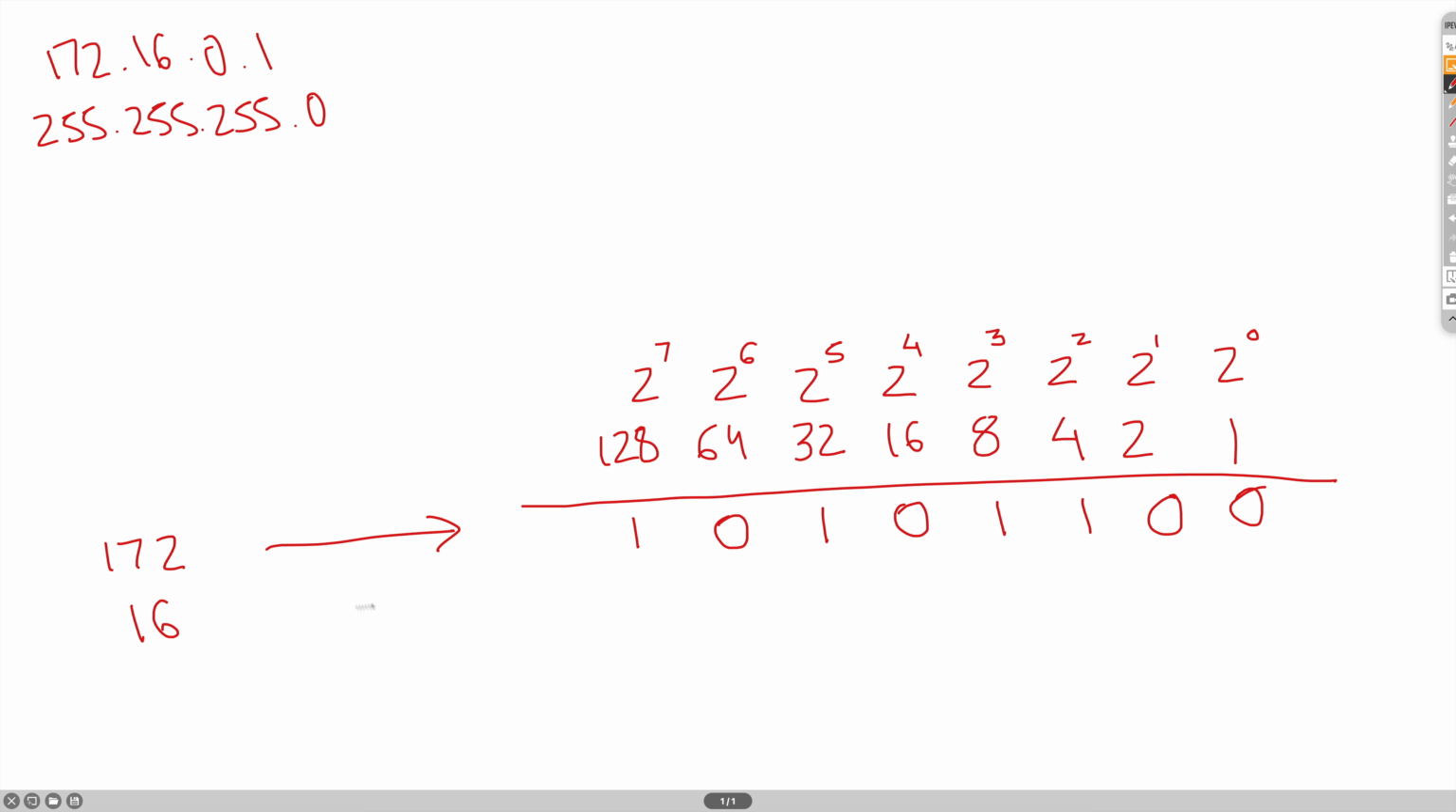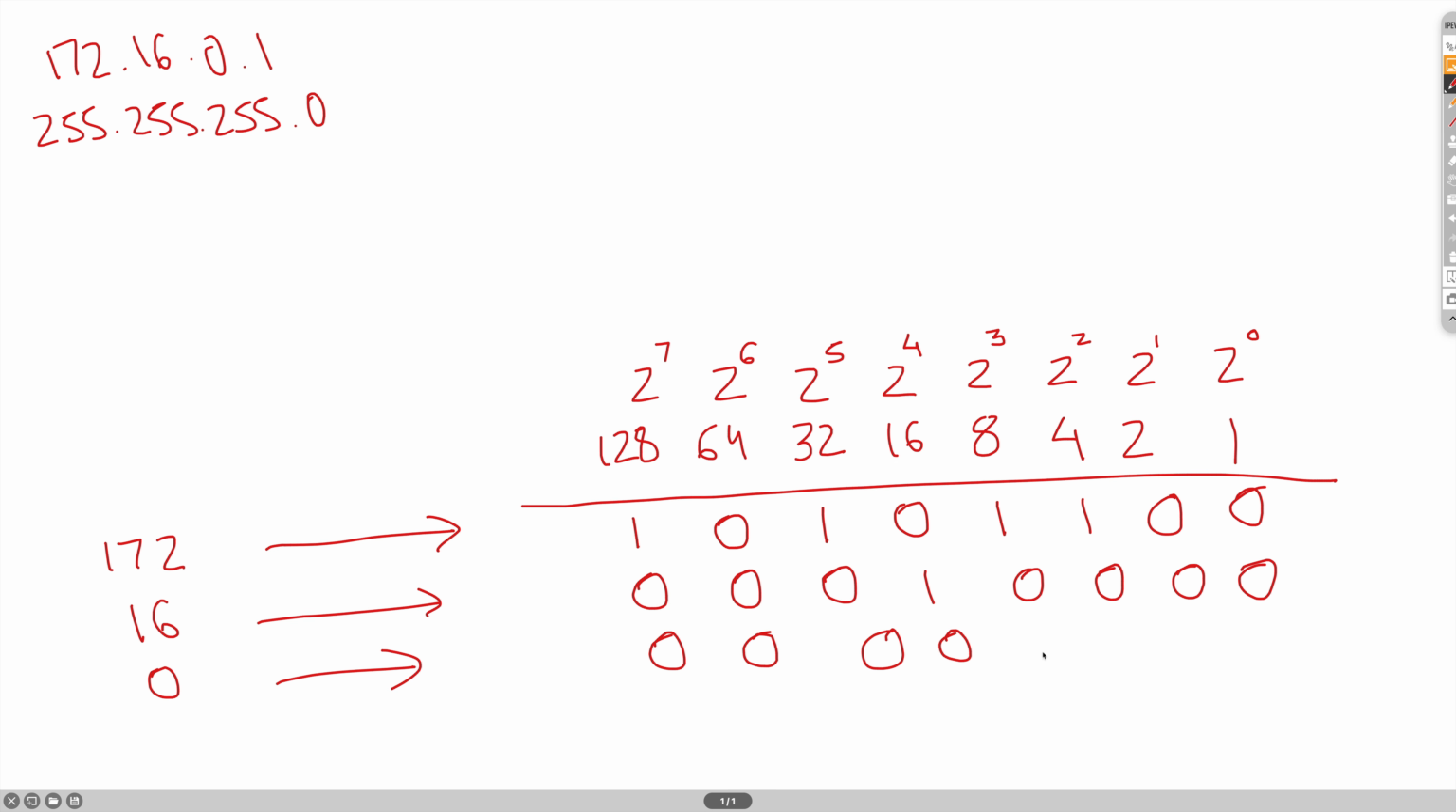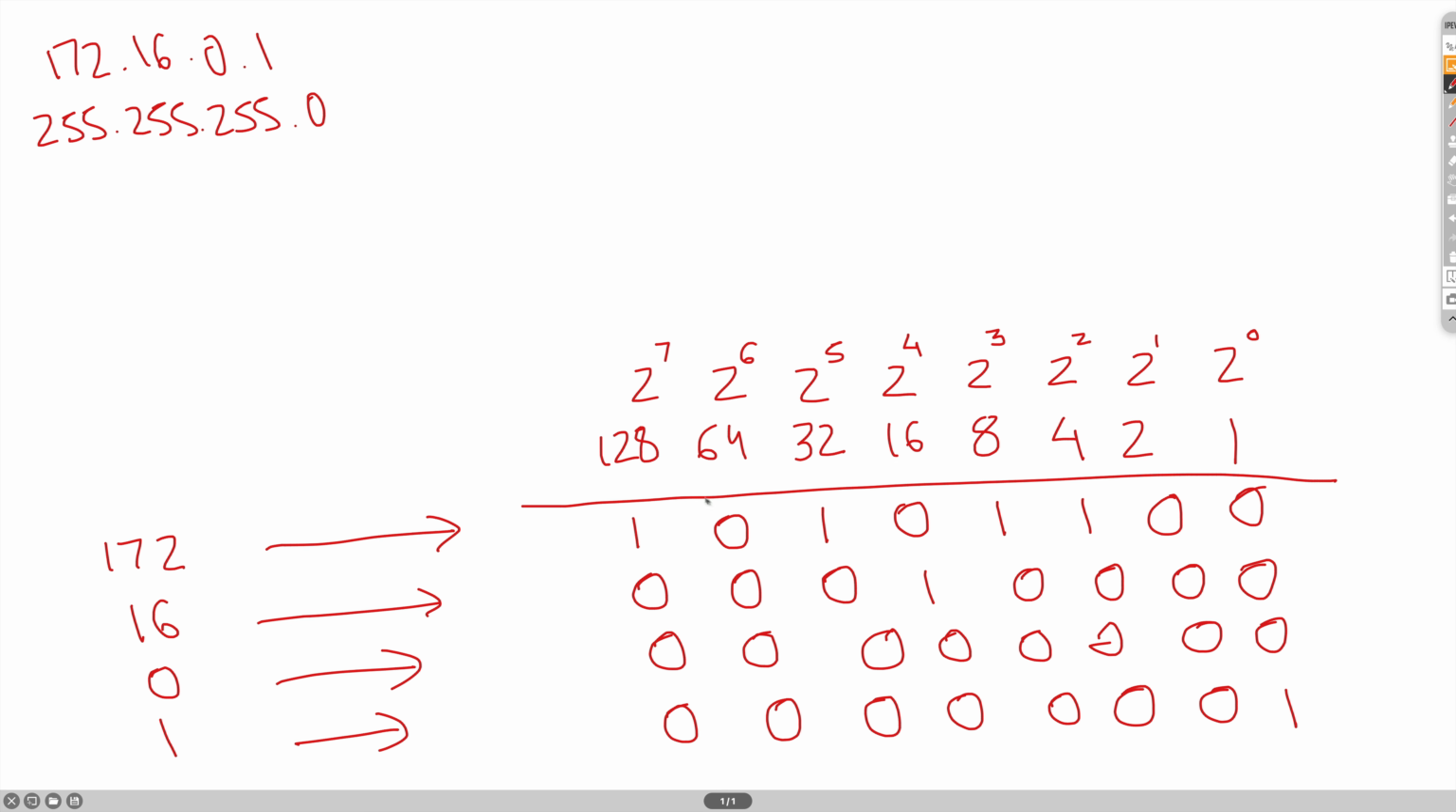How about 16? Well, let's do that as well. So the bits are going to be off, the 16th position is going to be on, and the rest are going to be all zeros. What about 0? Well, that's a very simple one. It's going to be all zeros. Love the simplicity. And then what about 1? Well, it's going to be all zeros followed by a 1.